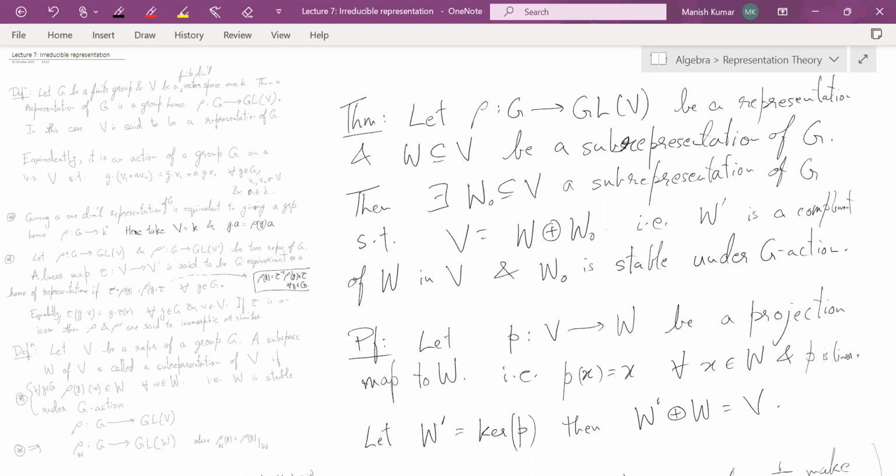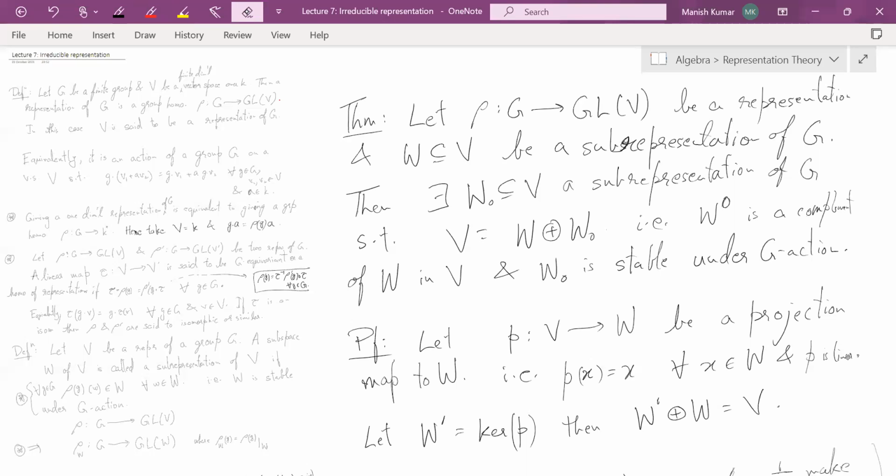Okay, so the next theorem says that if you have a representation and you have a sub-representation, then you can find a complementary representation. There's some typo here, so let me first fix this. Let rho be a representation of G and W be a sub-representation of G. Then the theorem says that there exists W0 in V, a sub-representation of G, such that V equals W plus W0. Yeah, that should be a subscript.